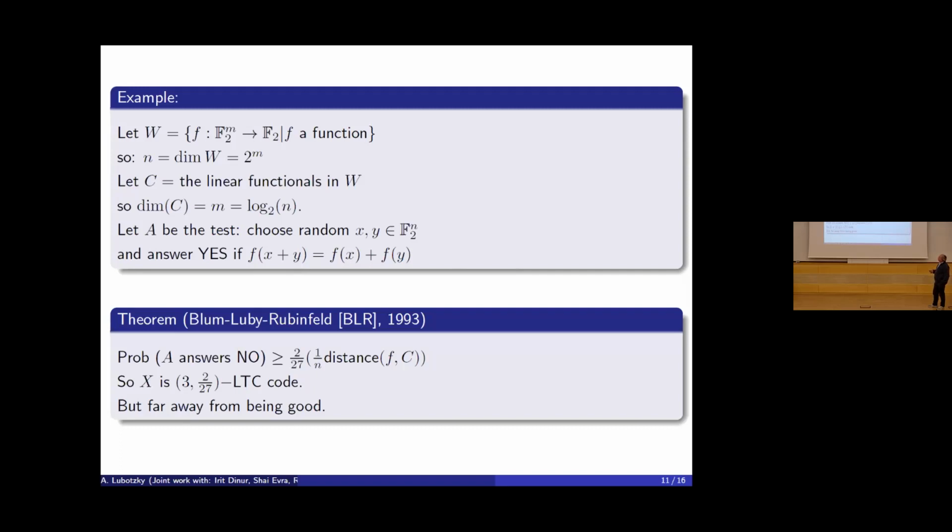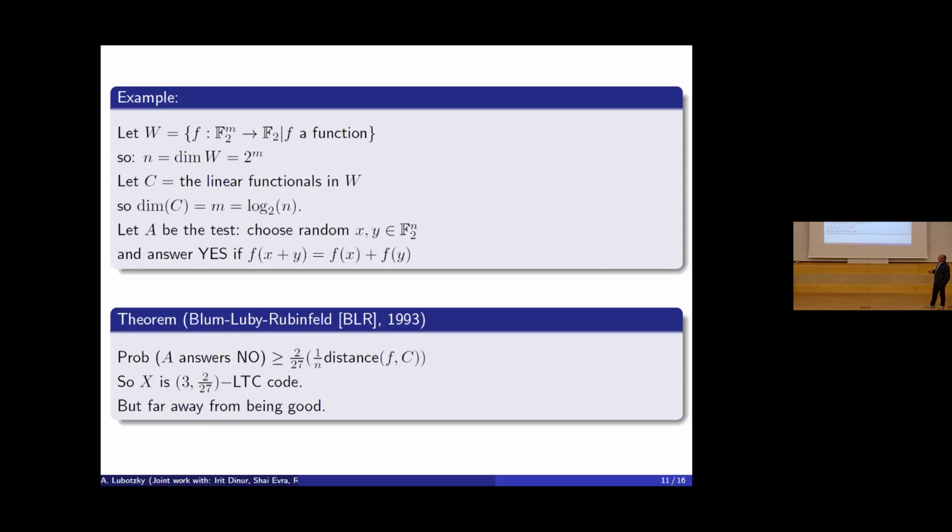Now I define a code. C will be all the linear functionals. The dimension of this code is only n, because a linear functional is determined on a basis. So the code is very small, of dimension n, which is log of the dimension of W. So this is not a good code, but this is a locally testable code.